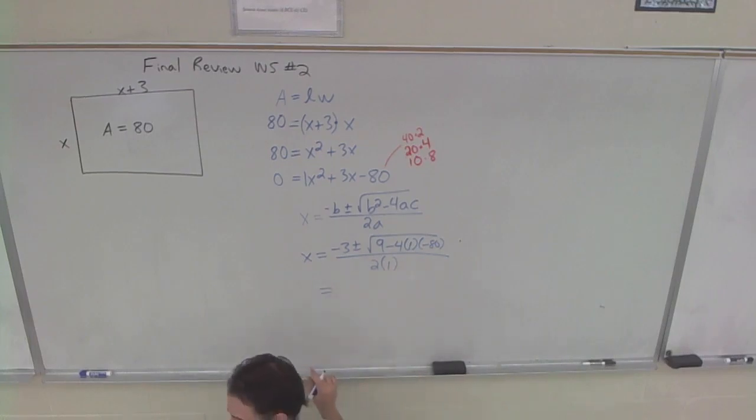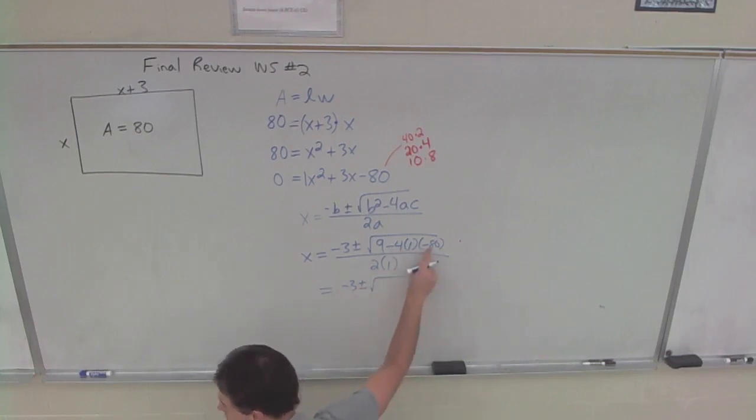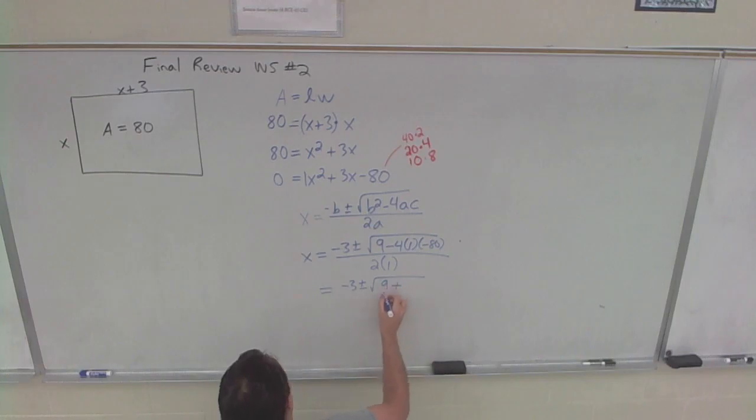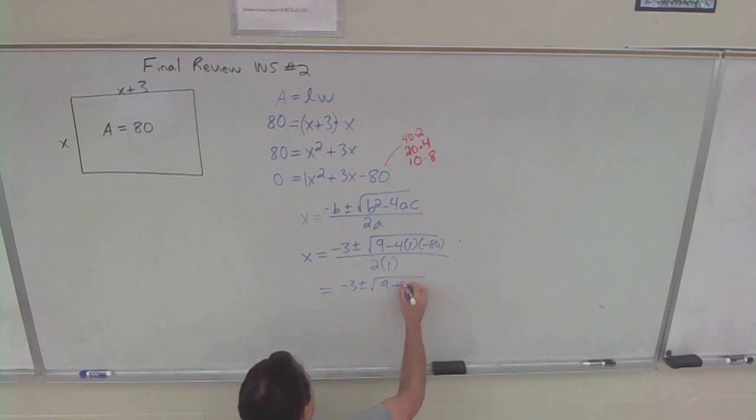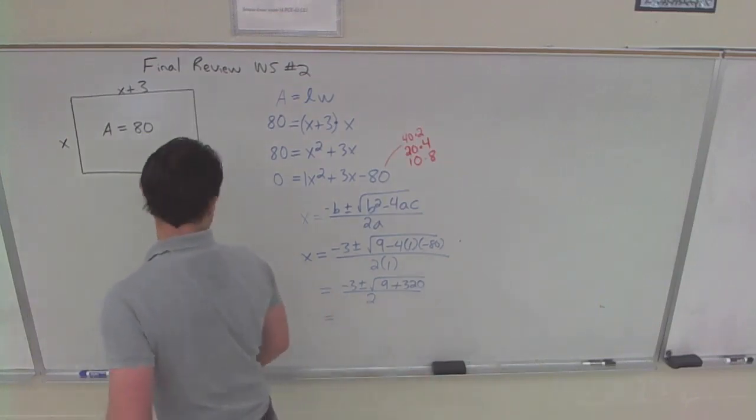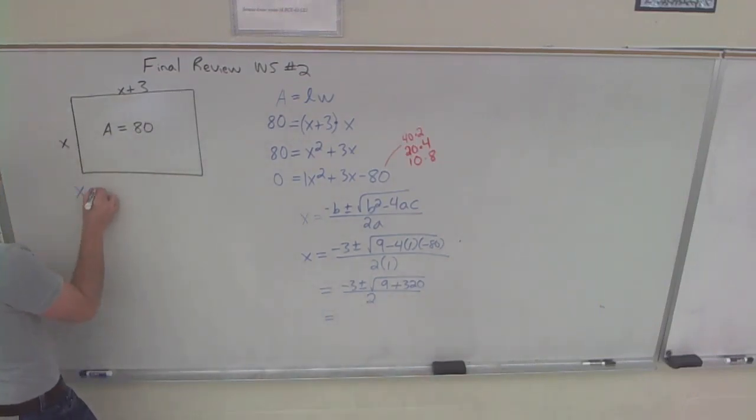So now we need to simplify this. I'm going to go negative 3 plus or minus. Minus times minus is positive. That's something you got to be real careful about with the quadratic formula. And then 4 times 80, you might need your calculator for it. It's basically 4 times 8 though. So I think you guys have this on that worksheet, right? It worked this out for you. Are we getting it right?